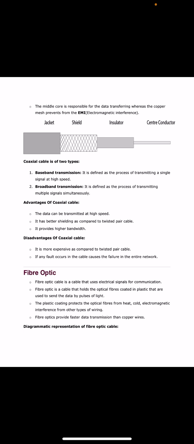Another cable is fiber optic. Fiber optic cable is a cable that uses light signals for communications. Fiber optic holds optical fibers coated in plastic that are used to send the data by pulses of light. The plastic coating protects the optical fibers from heat, cold, and electromagnetic interference from other types of wiring. Fiber optics provide faster data transmission than copper wires.